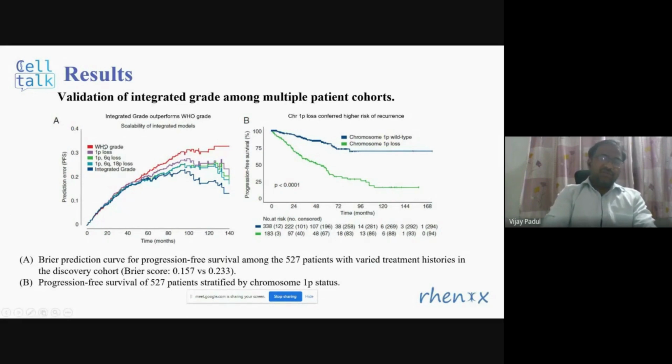So here WHO grade and with molecular alteration 1P loss, then 1P6Q loss, 1P6Q and integrated grade. As you can see, there is a difference as compared to the WHO grade with the prediction error, as the integrated grade is showing the least amount of error here. As the time progresses, the error is decreasing. And here they have checked chromosome 1P loss as a higher risk predictor.